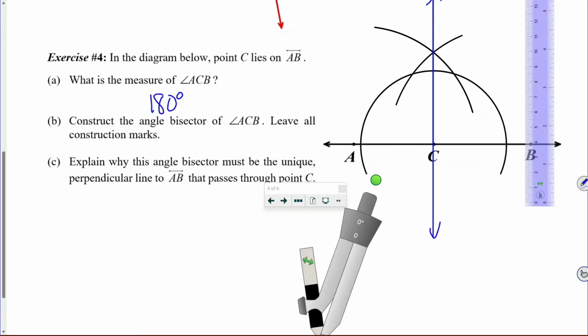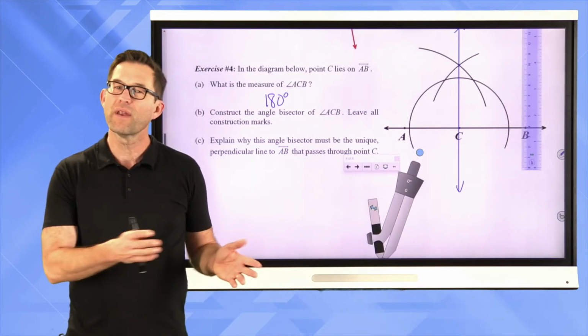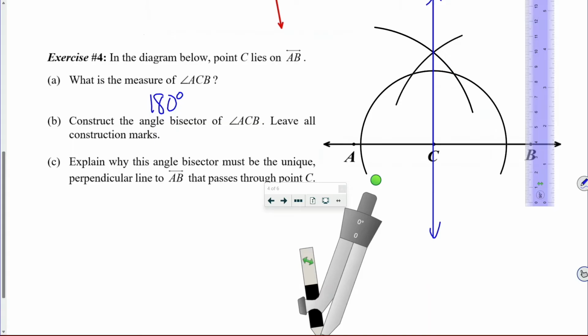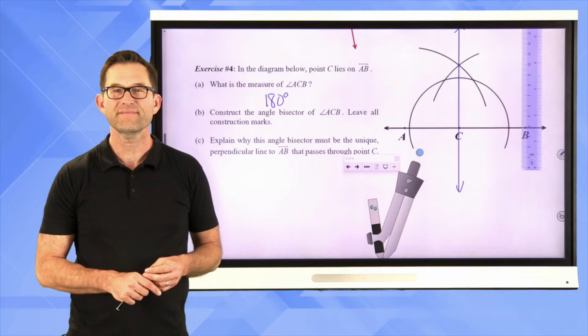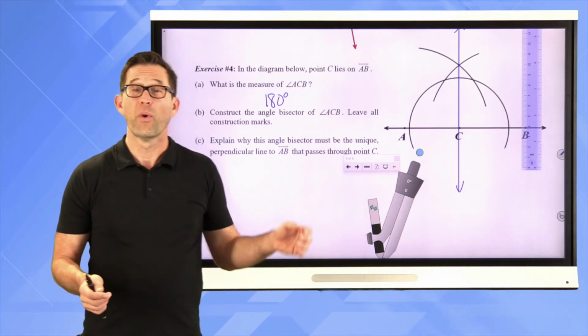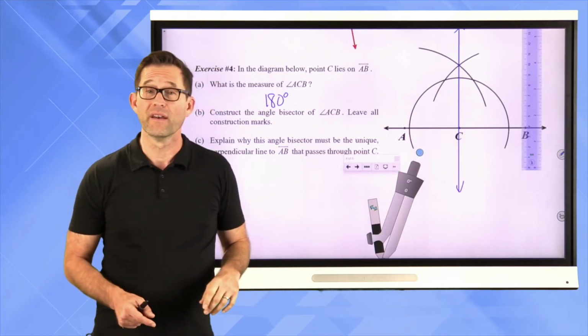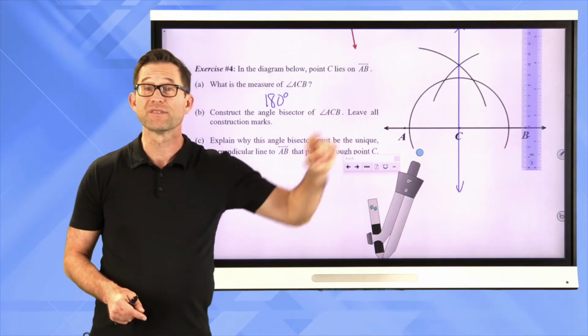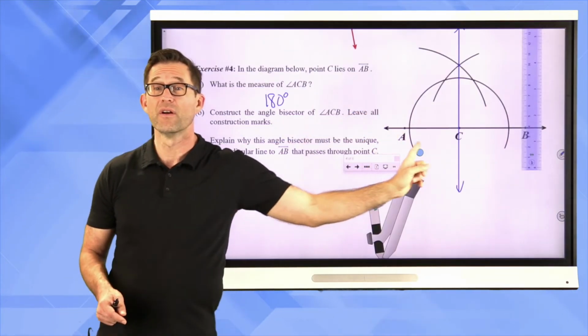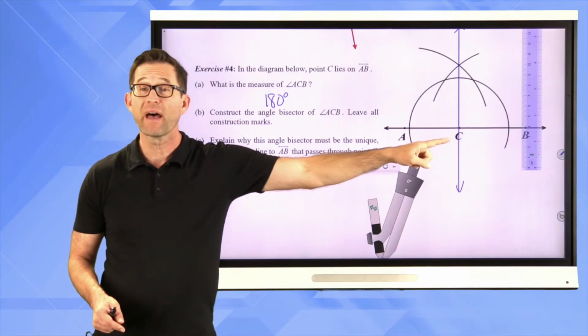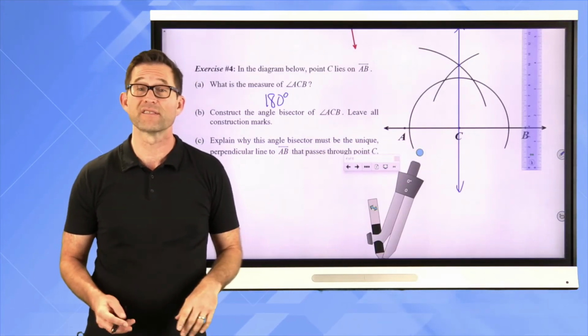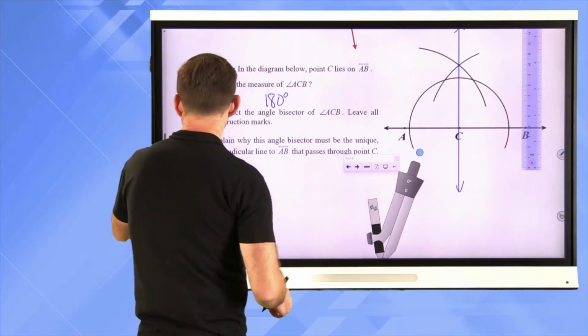Now, letter C. Explain why this angle bisector must be the unique perpendicular line to AB that passes through point C. So why is that? Pause the video now and see if you can write something down. Well, it's pretty simple, right? When you bisect a 180-degree angle, the two angles that you get are both 90 degrees. And because they're both right angles, that line must be perpendicular to that particular line, and it must pass through point C because point C was the vertex of the angle, the 180-degree angle, right?